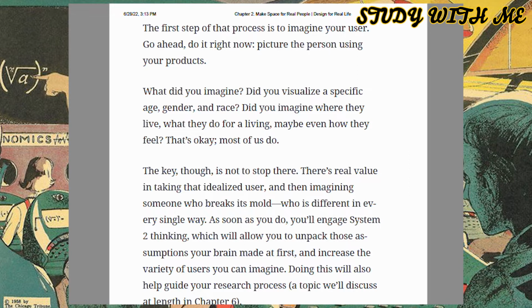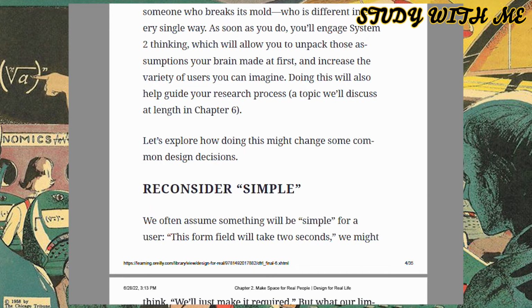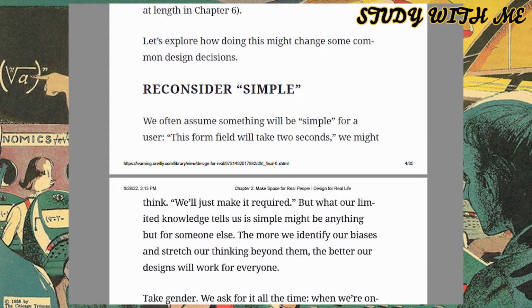There's real value in taking that idealized user and then imagining someone who breaks its mold, who is different in every single way. As soon as you do, you'll engage System 2 thinking, which will allow you to unpack those assumptions your brain made at first and increase the variety of users you can imagine. Doing this will also help guide your research process, a topic we'll discuss at length in Chapter 6. Let's explore how doing this might change some common design decisions.